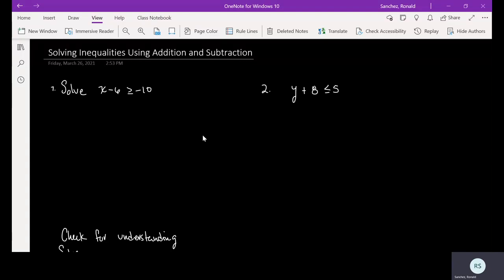In this video, we're going to be solving inequalities using addition and subtraction. Now, in order to solve an inequality, it's very similar to the way that we solve an equation. All that we're trying to find is a set of solutions that make this inequality true. And we're going to be using inverse operations just like we do when we solve any equation. Let's go ahead and dive into these two examples, and then there's a quick check for understanding towards the end of the video so you can have some practice.